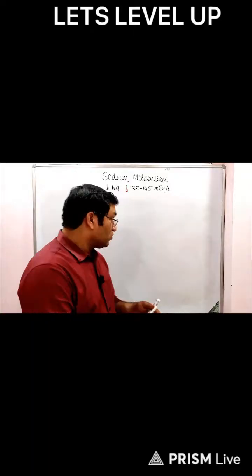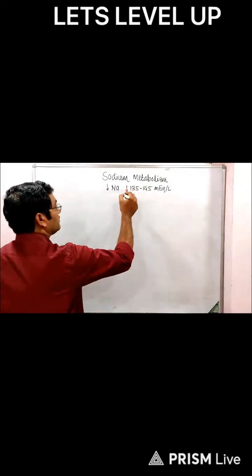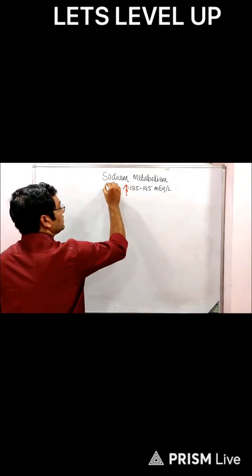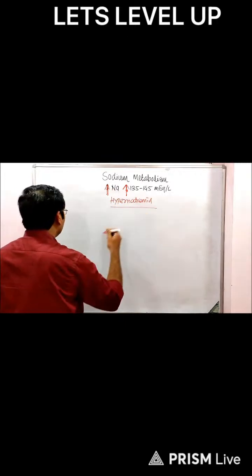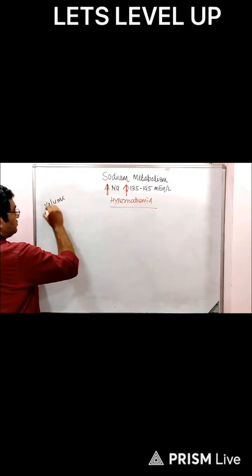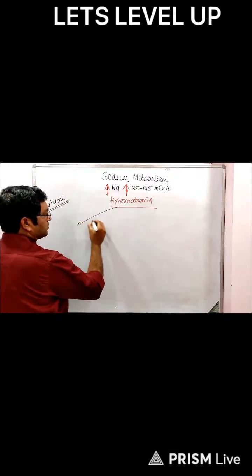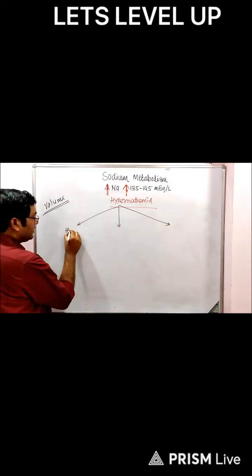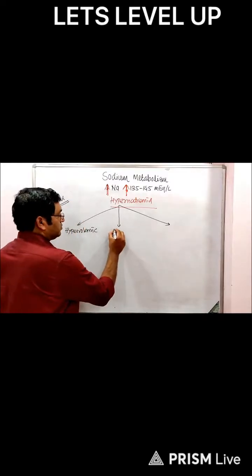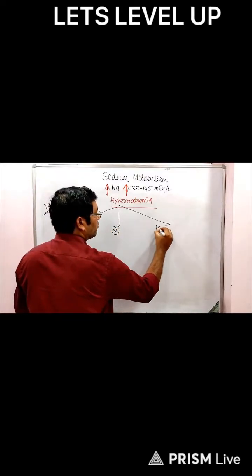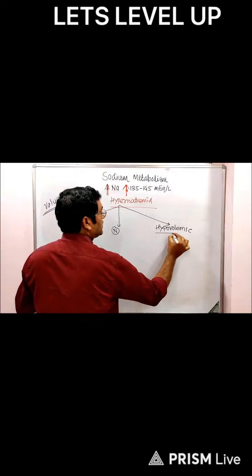So the causes for increase in the sodium level, when it is more than 145 milliequivalent per liter, is known as hypernatremia. See the volume first here. In the fluid volume, there may be three possibilities: hypervolemic, meaning there is water excess and also excess of sodium, or normal euvolemic condition, and hypovolemic condition. So these are the three conditions.